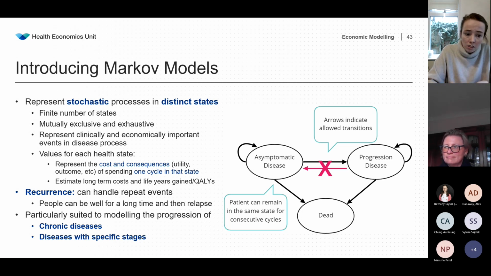different paths. A key benefit of a Markov model is that it can handle recurrence, it can handle repeat events, which is important because people can be well for a long time and then relapse. It's also particularly suited to measuring chronic disease, so diabetes, asthma, cancer, and diseases with specific stages, like cancer or COPD.